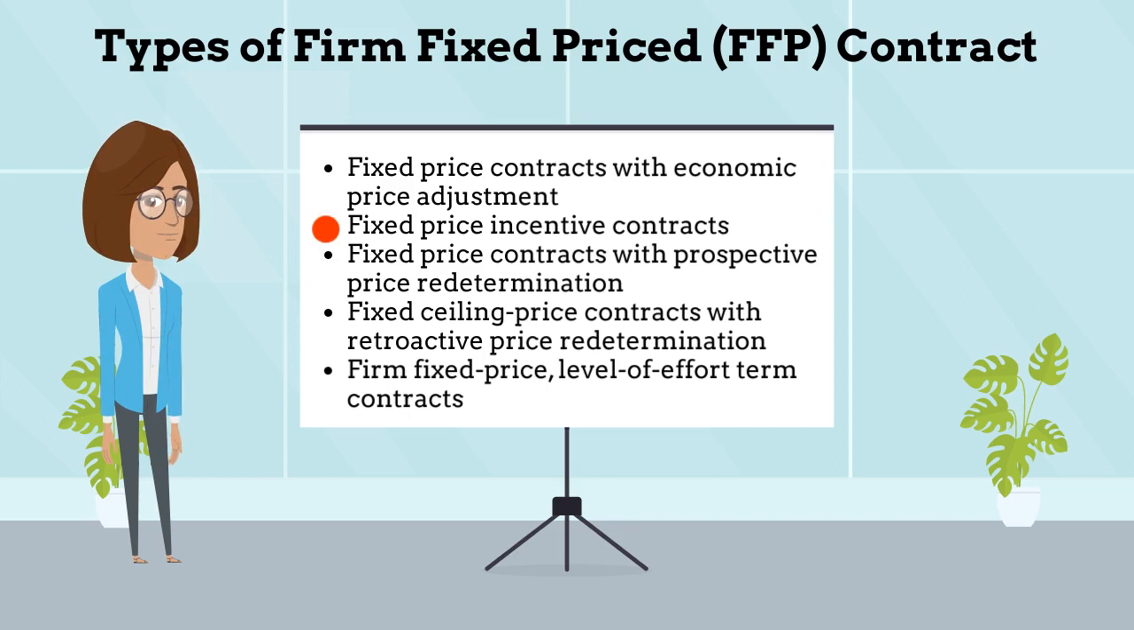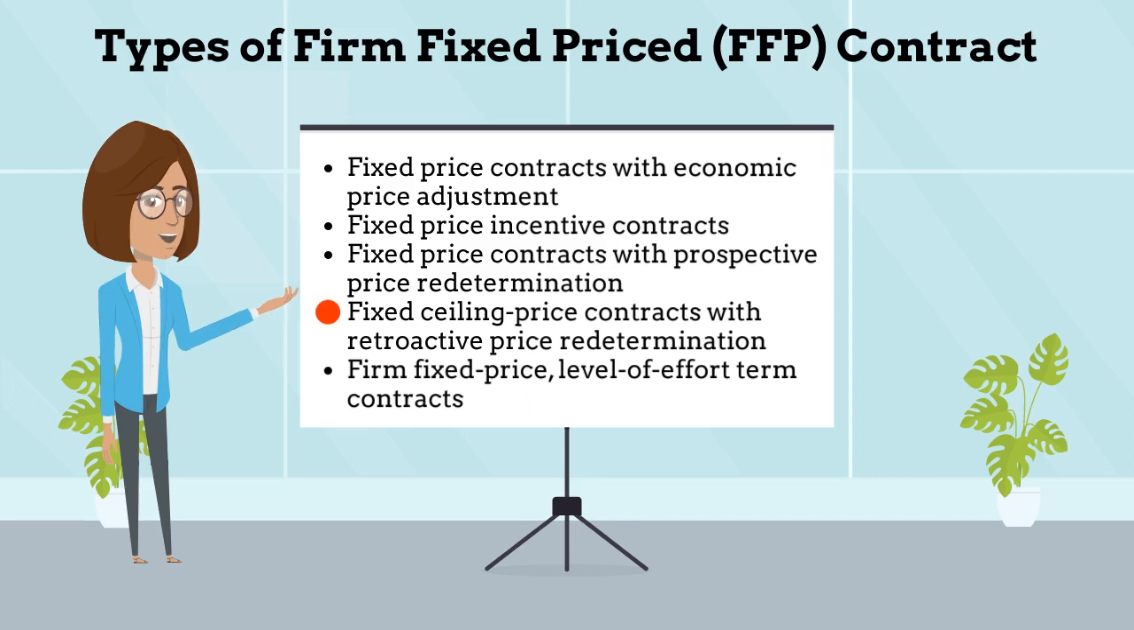Fixed price incentive contracts. This contract provides for adjusting profit and establishing the final contract price by a formula based on the relationship of final negotiated total cost to total target cost. Fixed price contracts with prospective price redetermination. This contract provides for the initial period of contract deliveries or performance, prospective redetermination, at a stated time or times during the performance, of the price for subsequent periods of performance.